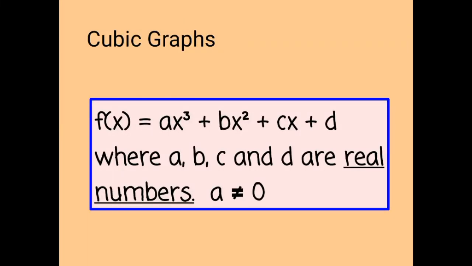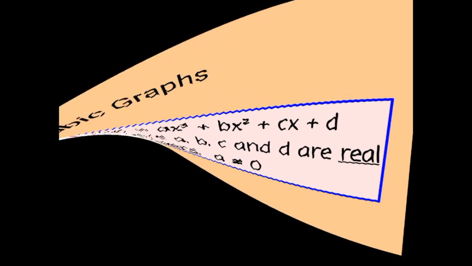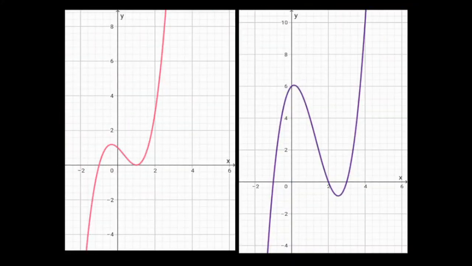A cubic function has the form f(x) = ax³ + bx² + cx + d, where a, b, c and d are real numbers and a is not equal to 0. The graph of a cubic function can take several different forms depending on the exact nature of the function. So first, let's take a look at a few forms of cubic graphs.